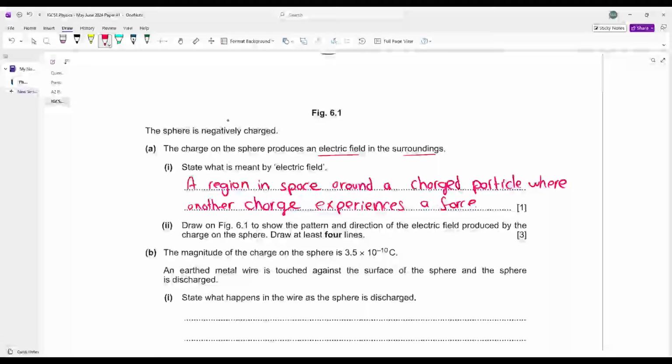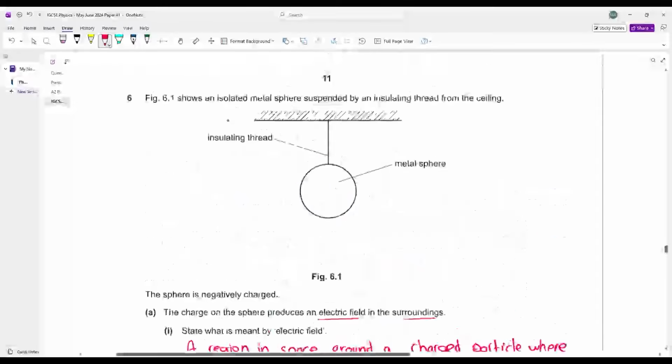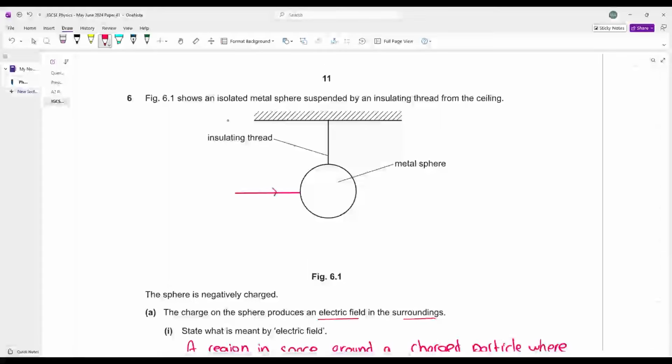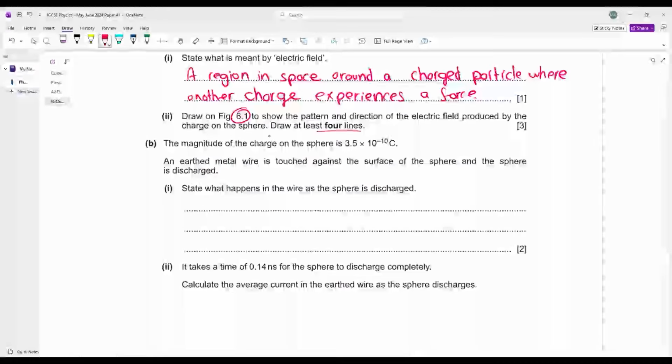Simple. Draw on figure 6.1 to show the pattern and direction of the electric field lines produced by the charge on the sphere. Draw at least two lines. बेटा ये negatively charged sphere है. So how will your field lines be? Into the negative charge. हमेशा याद रखो, whenever you have a negative charge, your electric field lines will act inwards. So you have to draw four field lines. So let's draw five just in case, just to be over smart. Yeah. All of the arrows will point inwards. And see, 3 marks for this. How easy IG physics is.